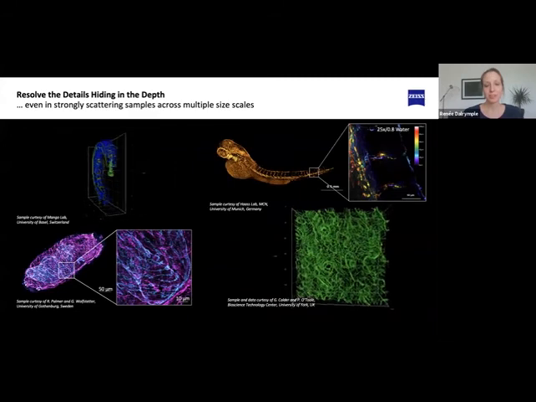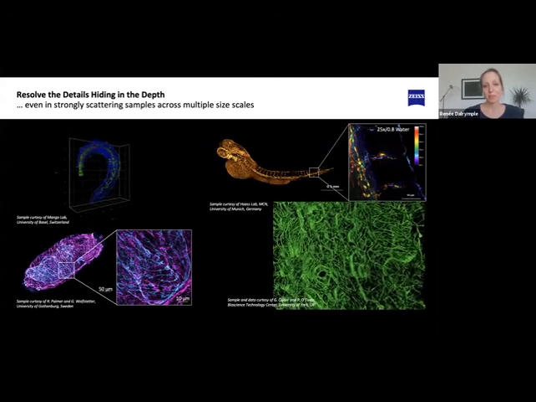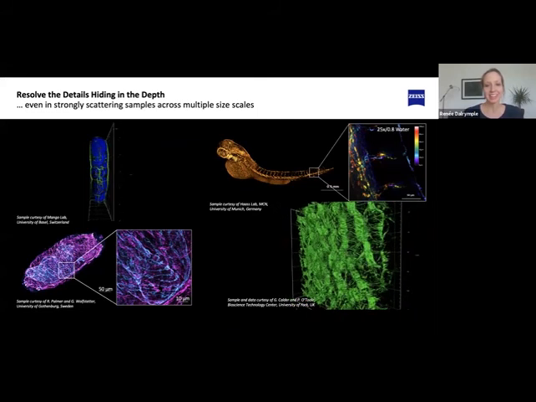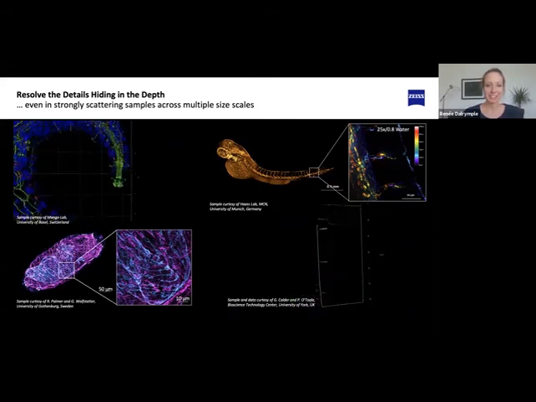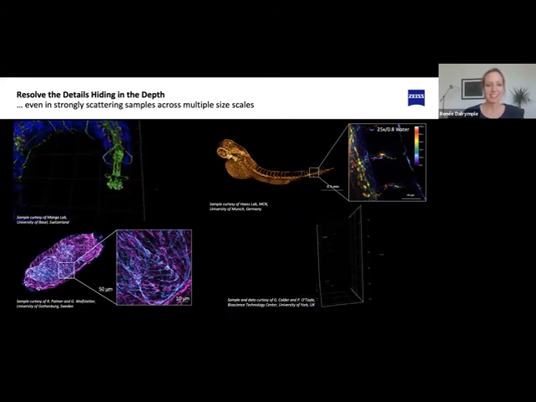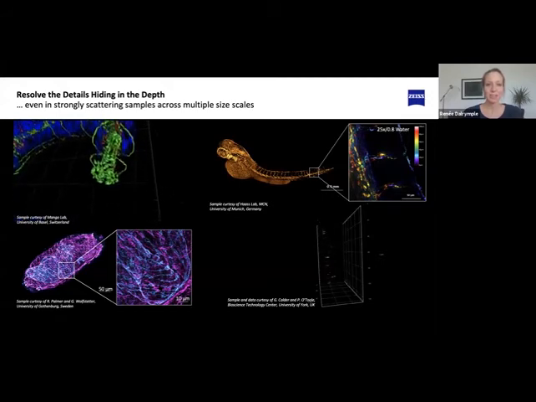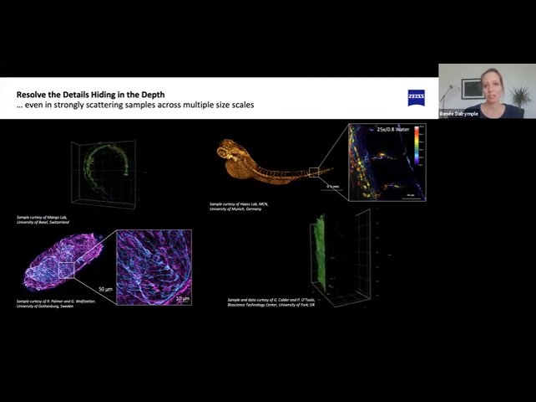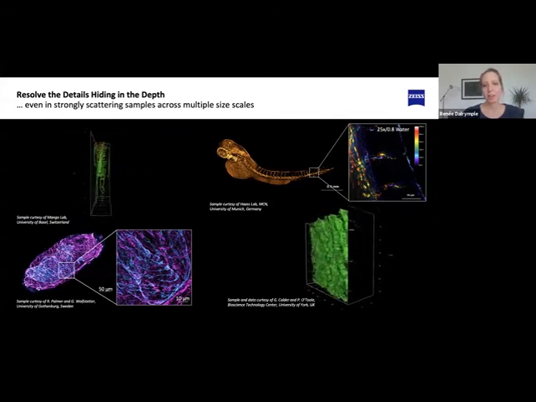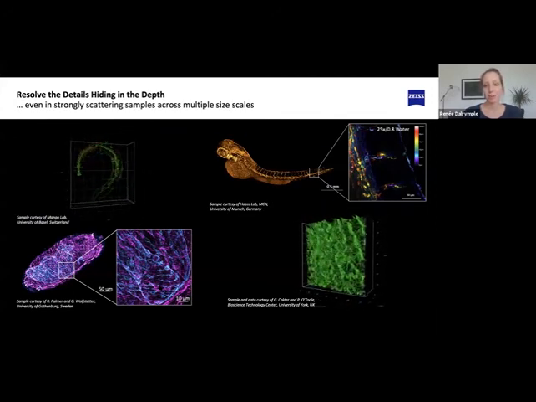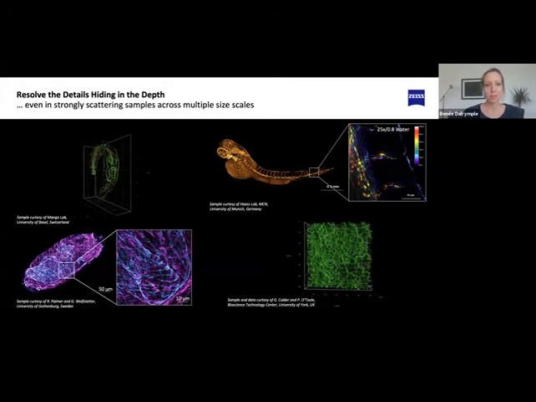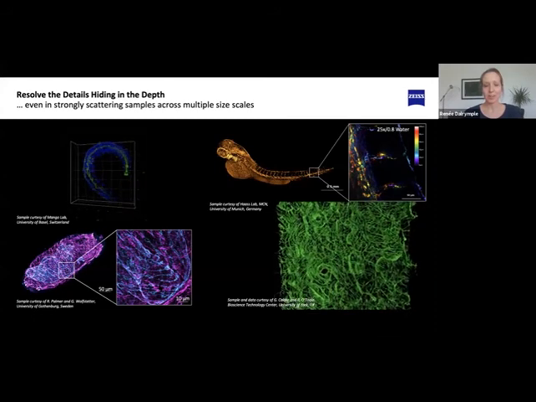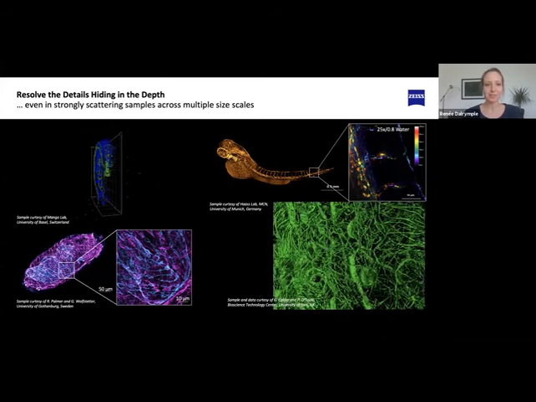To show you a few more examples, we worked with a number of different beta testers in addition to yourself, Marcus, and they really put the system through its paces with all these different samples. So here we have examples of C. elegans on the upper left, multicolor imaging. On the top right, we have a zebrafish embryo where we were able to collect a 100 micron thick Z stack. So that's what you see in the upper right-hand corner is a color-coded projection.